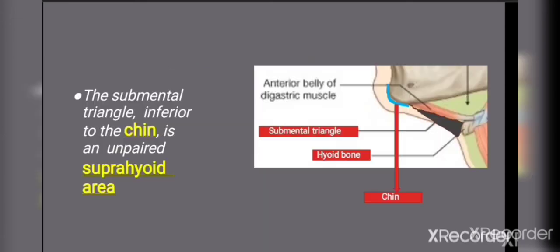So first we discuss the submental triangle. Submental means below the mentis. Mentis means at the midline, where there is symphysis menti formation, when the two parts of the mandible fuse in the midline. And below that we have the submental triangle, just below the chin. The submental triangle is inferior to the chin, it is unpaired, and it is a suprahyoid area.